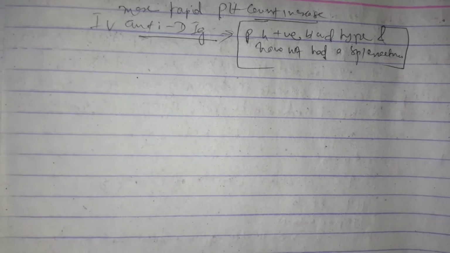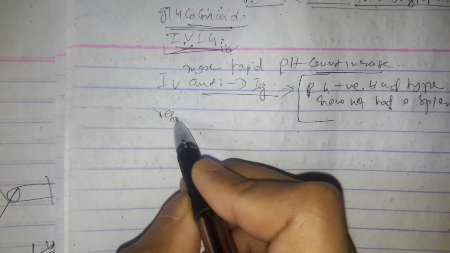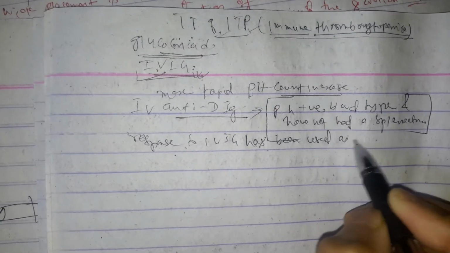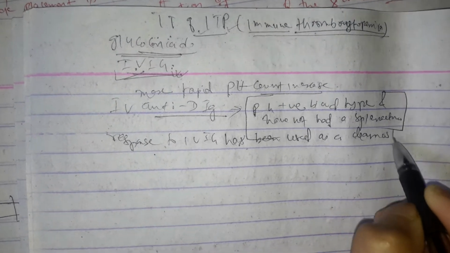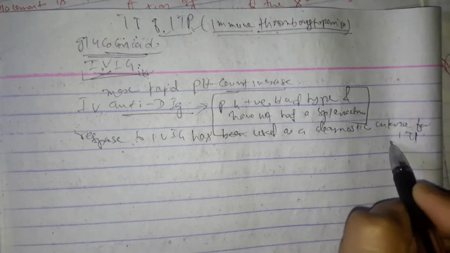IVIG can raise platelet count within 24 to 48 hours in most patients with ITP. This effect is reproducible enough that a platelet count response to IVIG has been used as a diagnostic criterion for ITP, okay. So this is reproducible enough so that IVIG can be used as a diagnostic criterion for ITP.